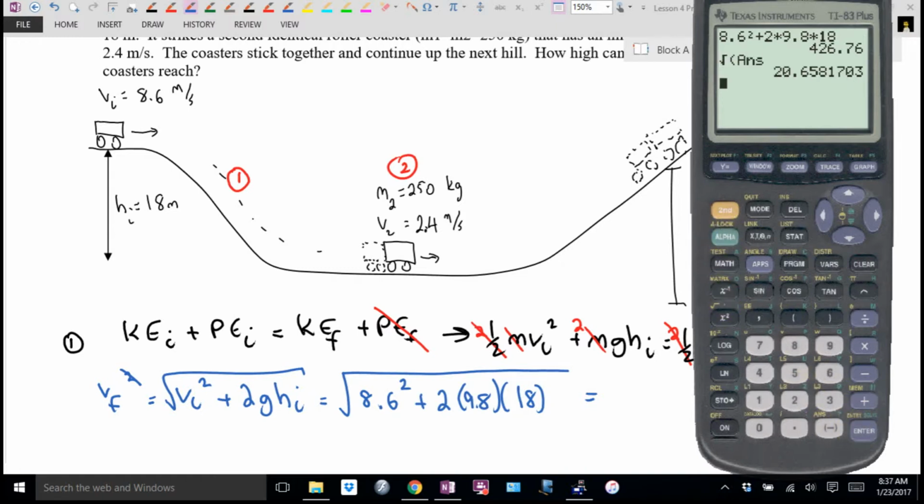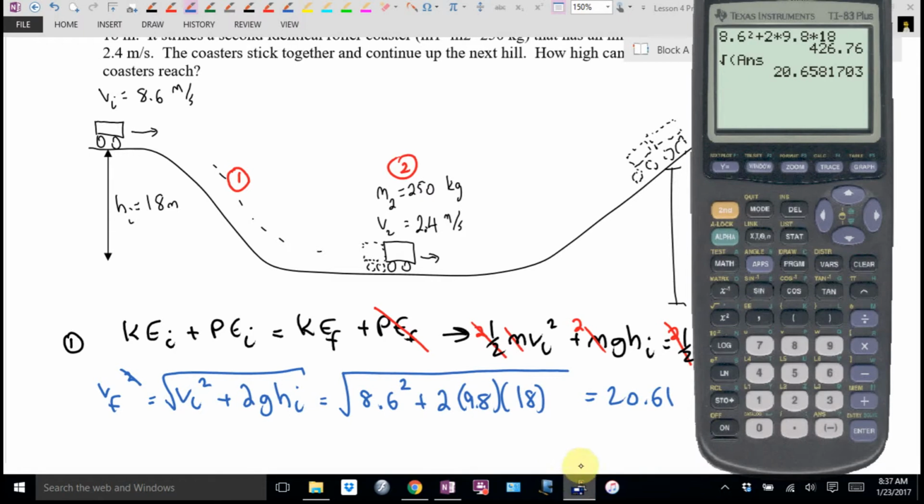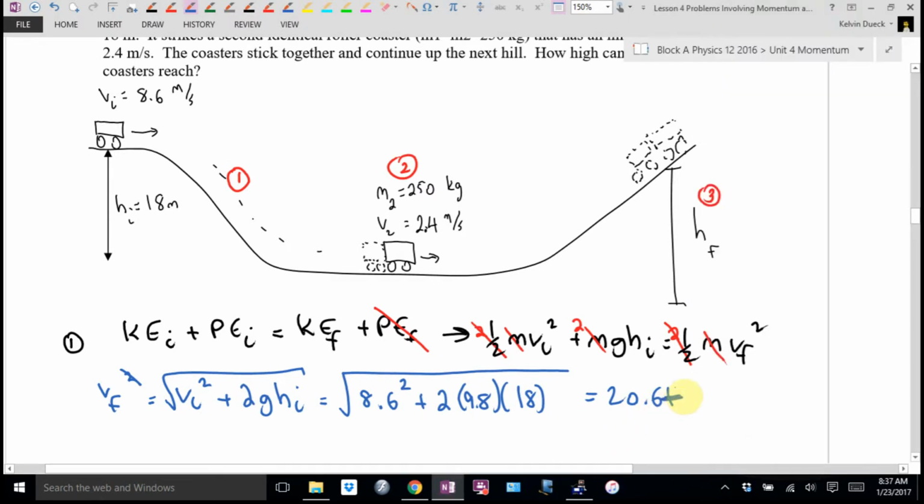And I'm going to carry some extra sig figs, because this is not my final answer. The question wants to know the final height on the right-hand side of the diagram, so I'll keep extra sig figs. I'm going to get 20.65817. In fact, I'll probably use my answer button if I can. But I'm going to write 20.65817 meters per second. Okay, there's the first part of this question.